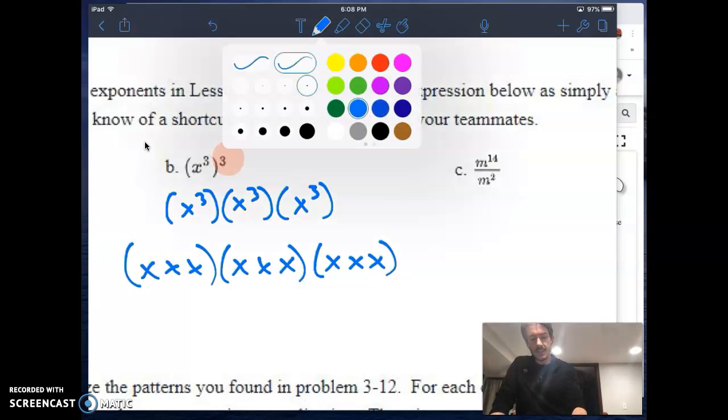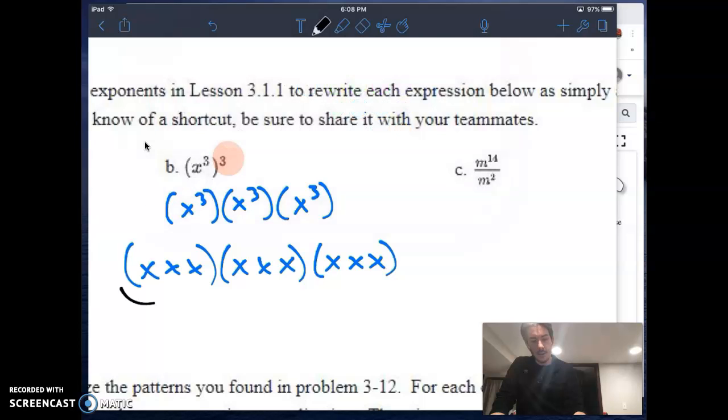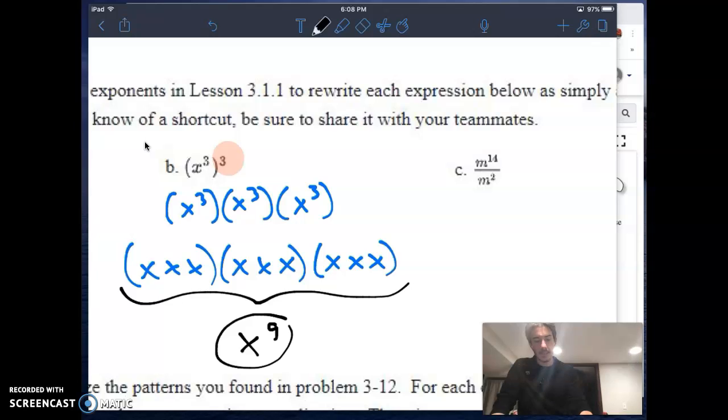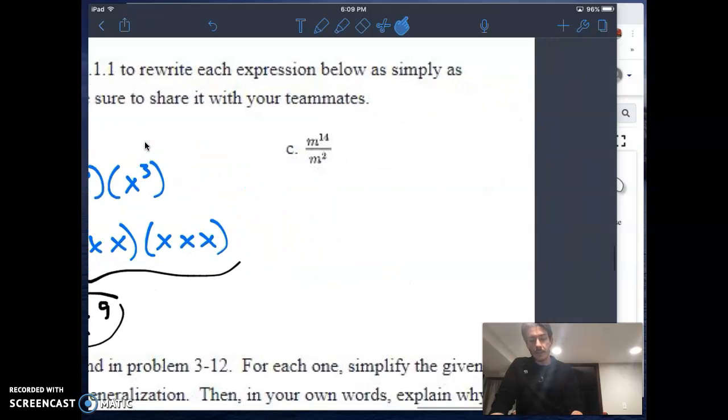Let's investigate quickly, how many x's do I have? I say how many x's because I've already noticed that these are the same base. 1, 2, 3, 4, 5, 6, 7, 8, 9. Notice what I'm doing, a little skip counting using maybe some multiplication, and maybe you already recognize that. 3, 6, 9, there you go. That's x to the 9th power.